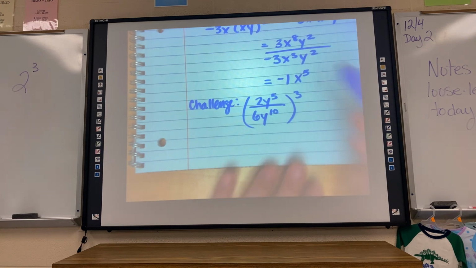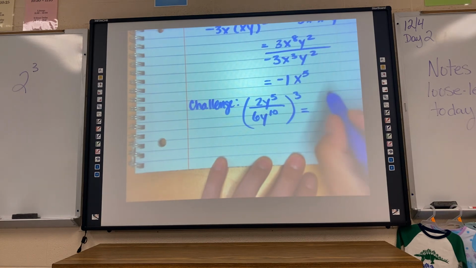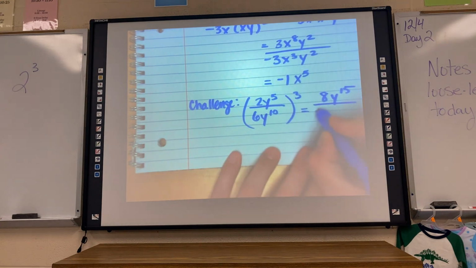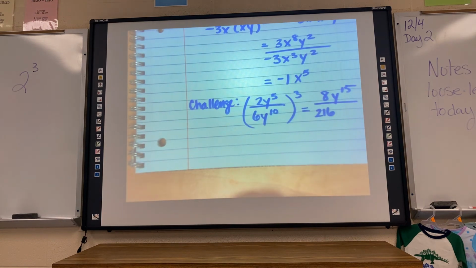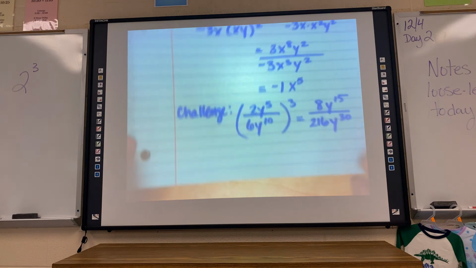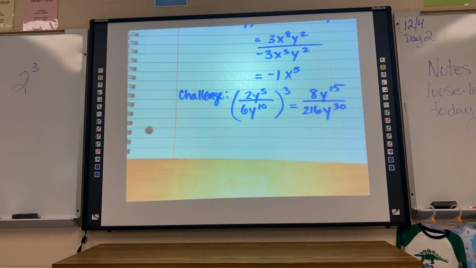So let's see. What do we get on the top? Well, we get 2 to the 3rd, right? Which is, Ava? 8. And then y to the 5th times y to the 3rd is y to the 15th. And then on the bottom, we get 6 to the 3rd. Ava? 216. I'm asking her because she got the right answer. And then y to the 30th. Okay. All right.